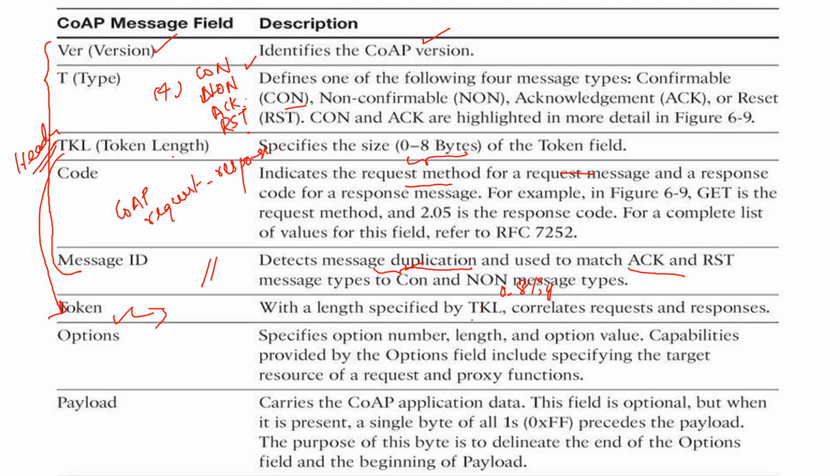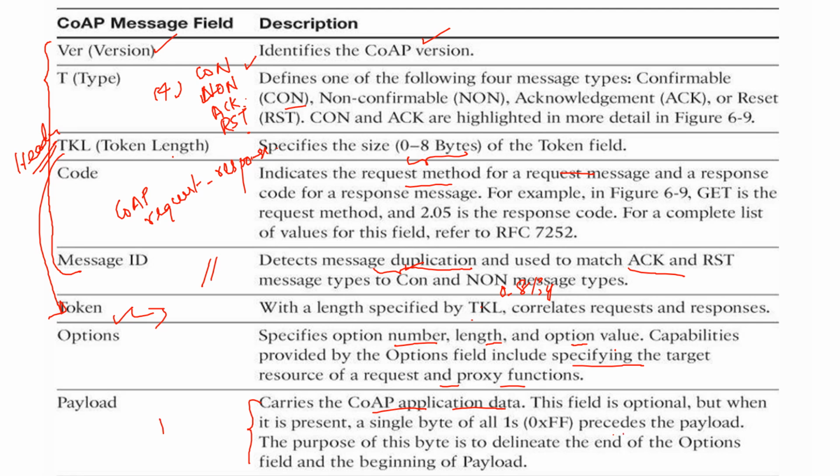Next one is your option field. It specifies the option number, length, and option value. Capabilities provided by the option field include specifying the target resource of a request and proxy functions. The last one is your payload, or your data. It carries the CoAP application data. This field is optional, but when it is present, a single byte precedes the payload.